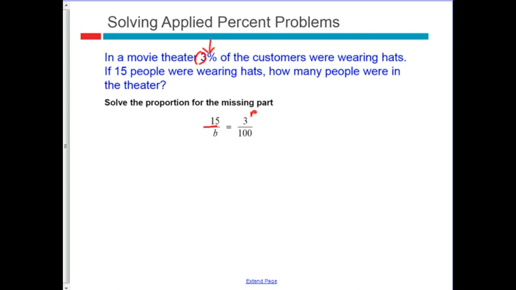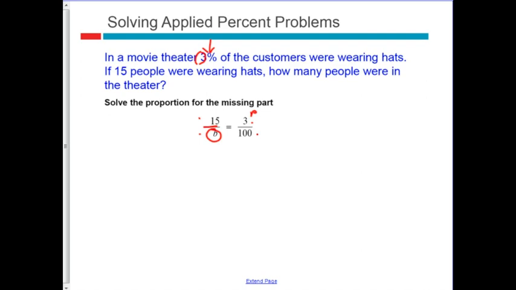Now, once I set up this proportion, 15 is the amount, base is what I'm looking for. P is 3, and the 100 is always there. That just always stays there because 3% means 3 out of 100. That's why we write it that way. What I'm trying to find is this base, B. That's how many total people will be in the theater.